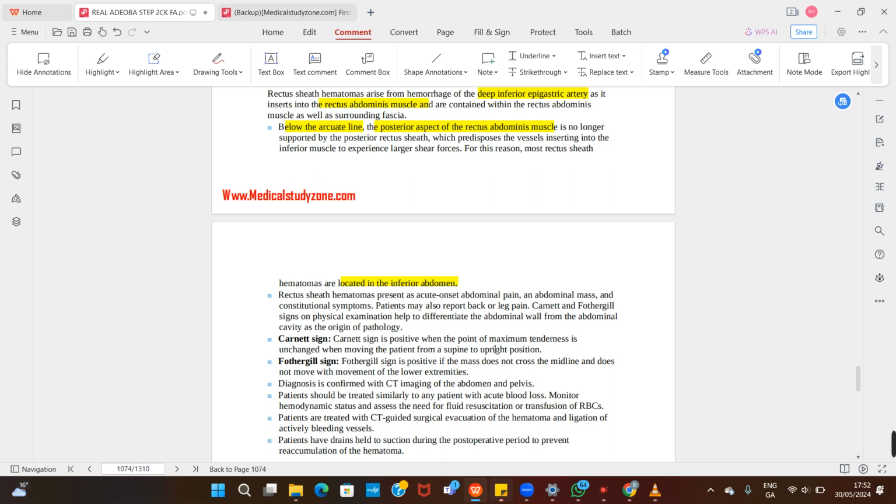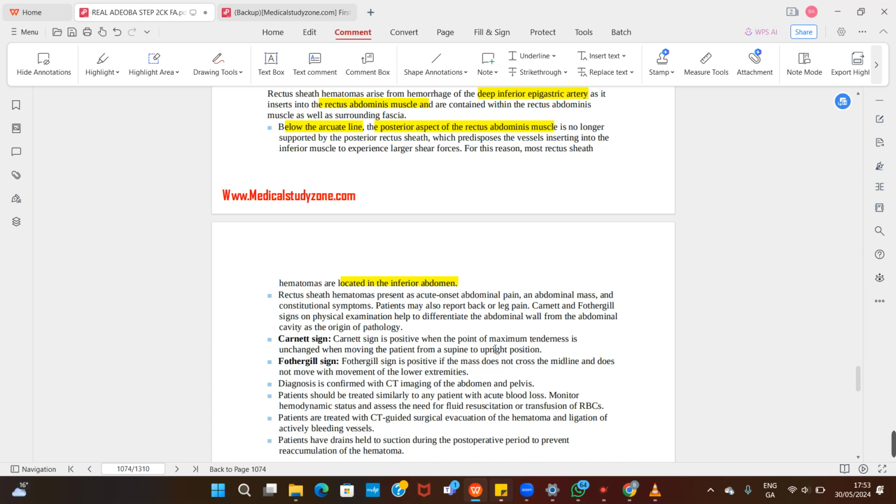And there are certain signs you can elicit on your clinical examination to confirm your diagnosis, right? This includes the Carnett sign and the Fothergill sign. Basically what you are trying to do is delineate the source of that pain and the hematoma, whether it's coming from the abdominal cavity or from the abdominal wall. Because in an individual with rectus sheath hematoma, the source is definitely from the abdominal wall. So we have to be sure. We have to get a positive sign from the Carnett test and a positive sign from the Fothergill test.